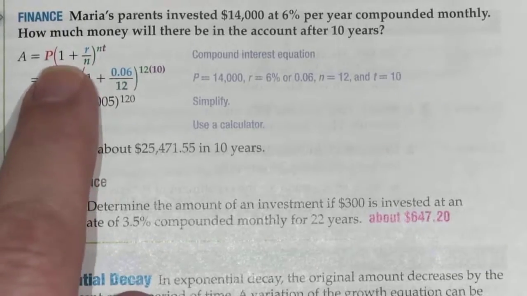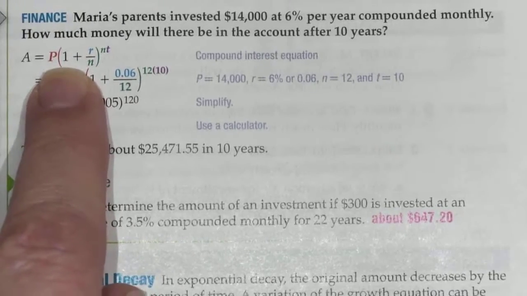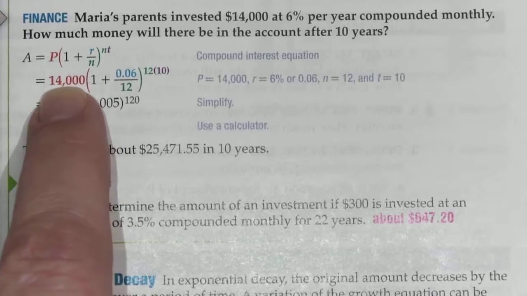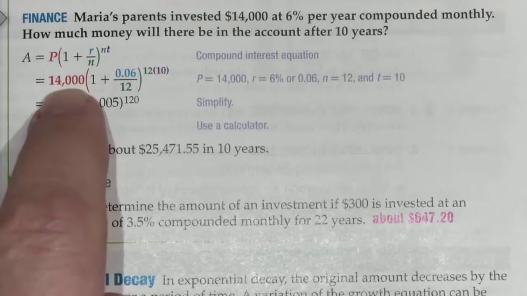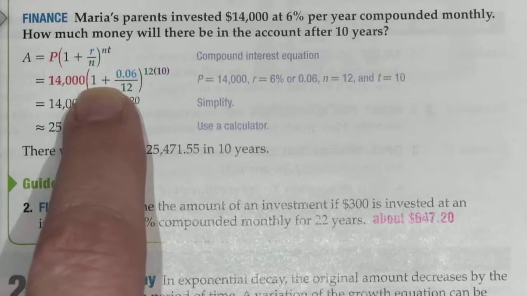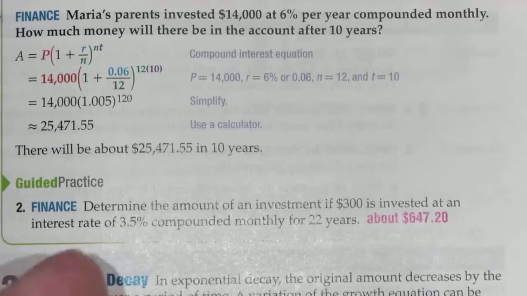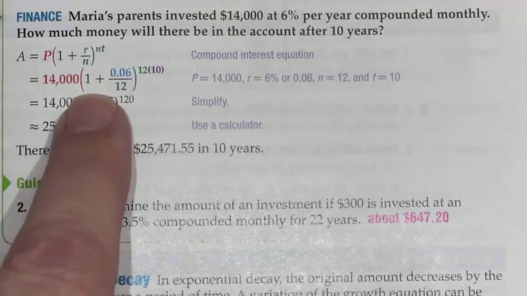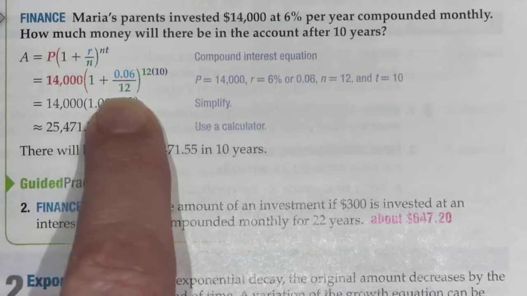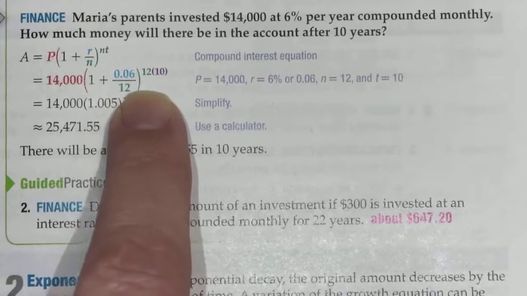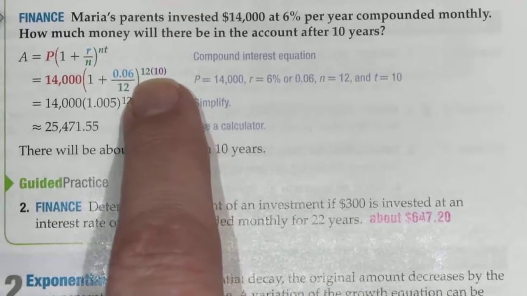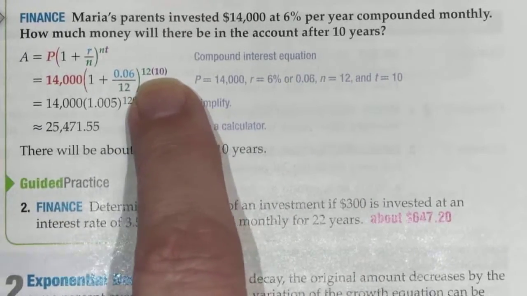Well, we're going to start off with our compound interest formula. Okay? So we're starting off with 14,000. That's the principal. That's what she had at the beginning. Times the quantity 1. That's going to include our principal amount at the end. Plus, there's your rate divided by n, the number of compounded times. Raised to n times t, well, after 10 years, but times 12 because it's compounding monthly.